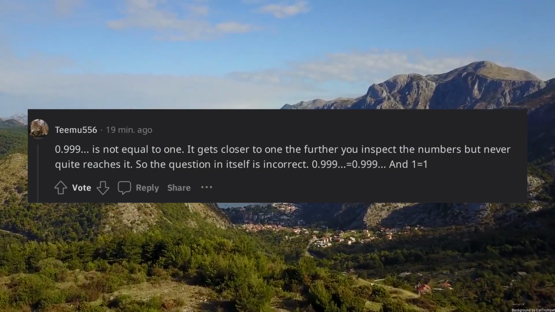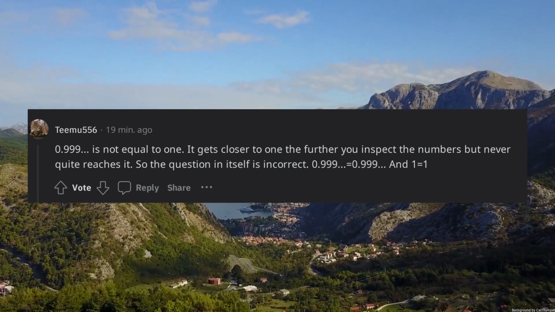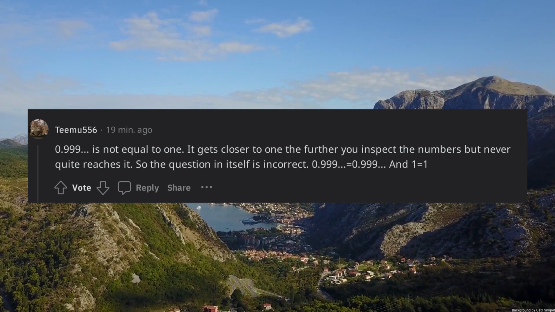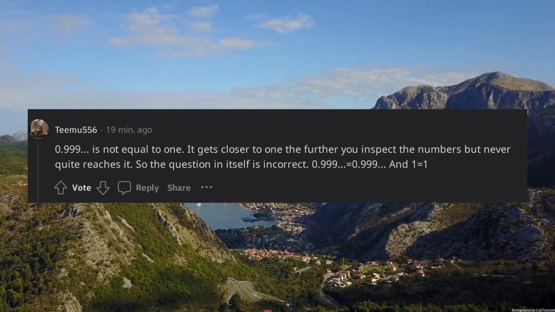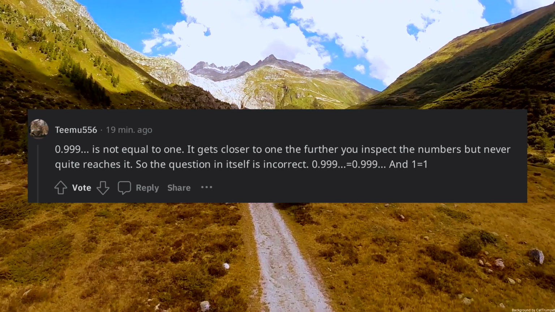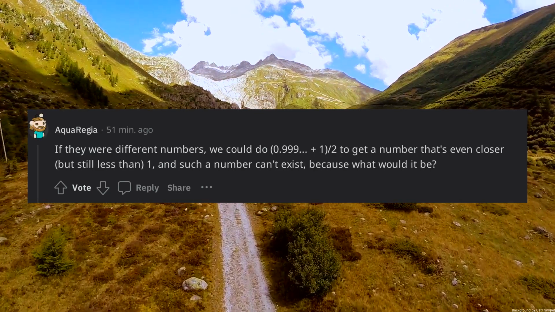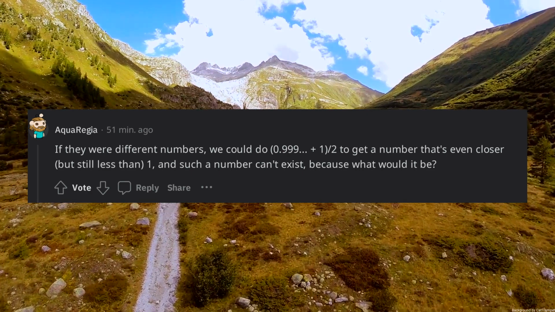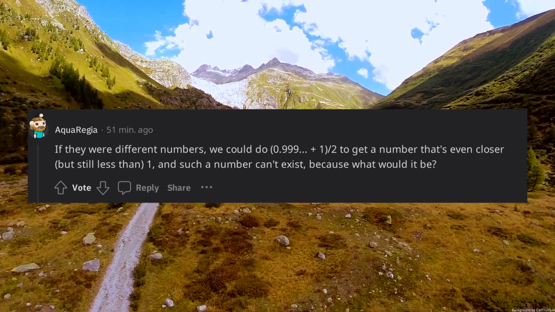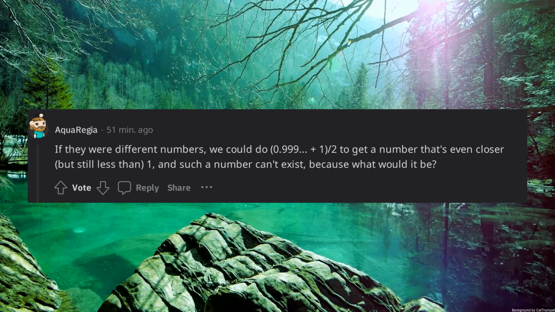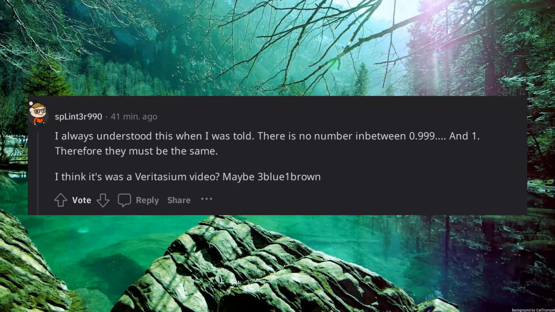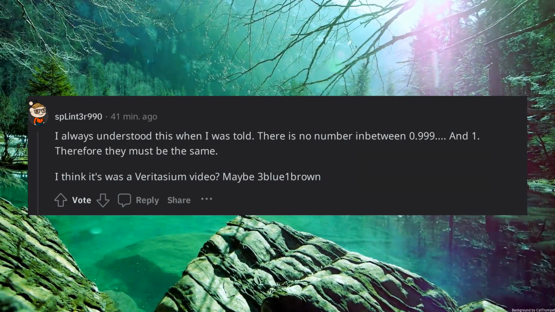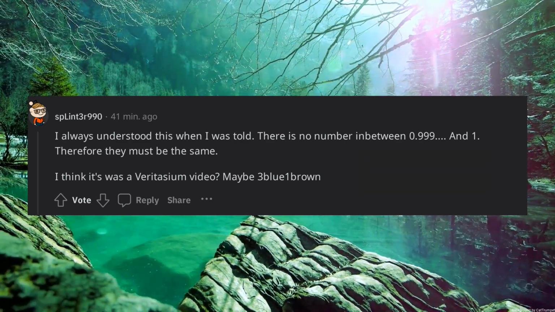0.999 is not equal to 1. It gets closer to 1 the further you inspect the numbers but never quite reaches it. So the question in itself is incorrect. If 0.999... and 1 were different numbers, we could do their average to get a number that's even closer but still less than 1, and such a number can't exist, because what would it be? I always understood this when I was told. There is no number in between 0.999... and 1, therefore they must be the same.